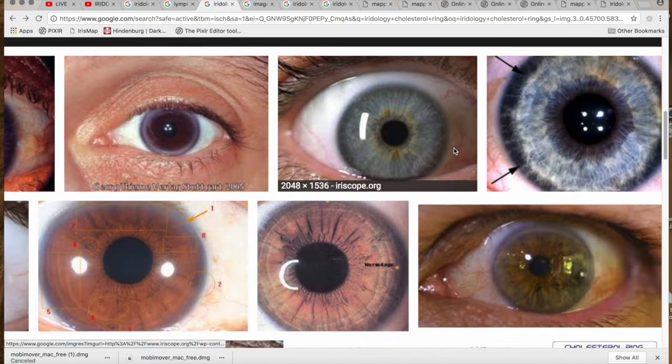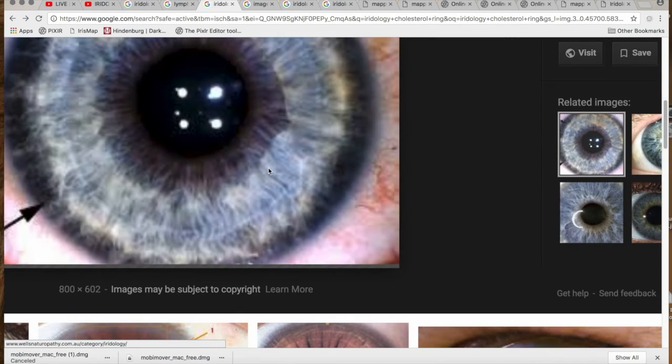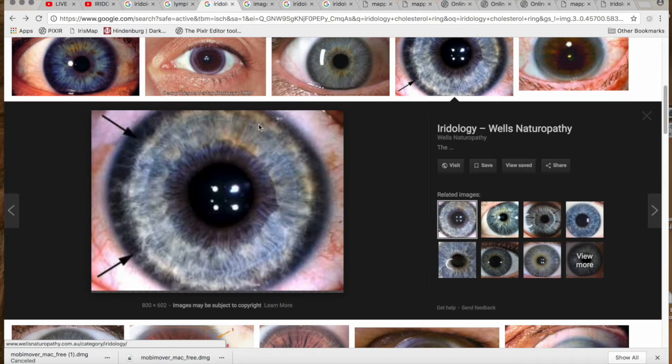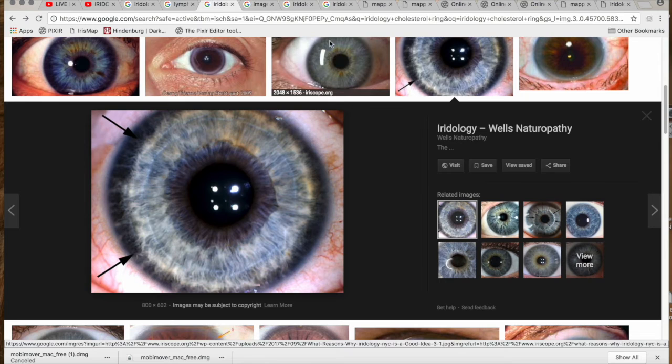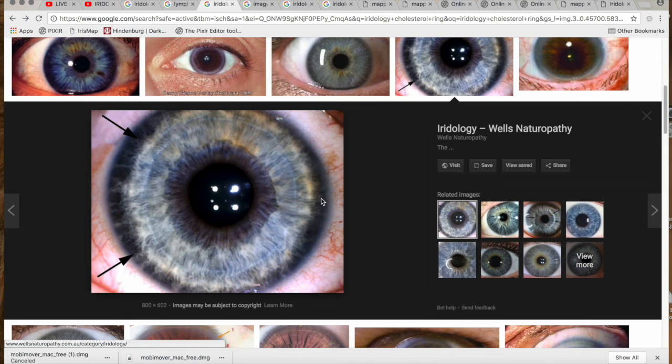So you can see another ring here. This is not a cholesterol ring. You see it's not that white, cloudy. And if you look up here, you'll see this eye has a bit and this eye has a bit. It's blue. Okay, so this dark ring is called a skin ring. So this means that the person's skin is kind of genetically weak and it's not letting things out. So they need to do a lot of skin detox, like saunas would be good, lymphatic brushing, although we all should be doing that every day.